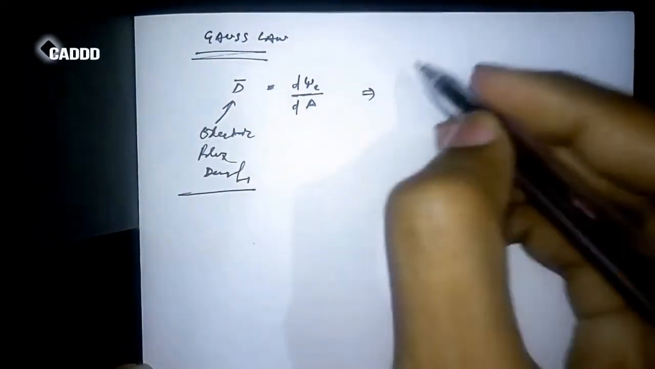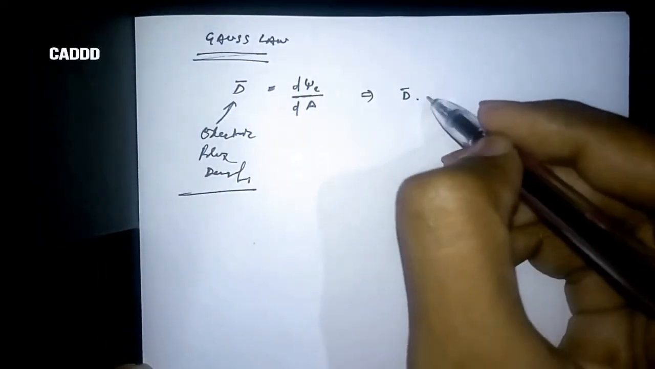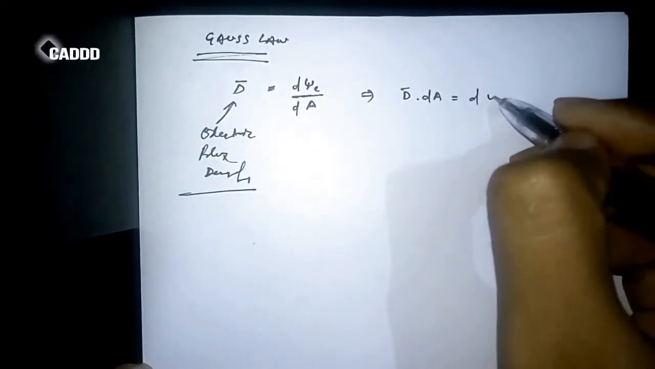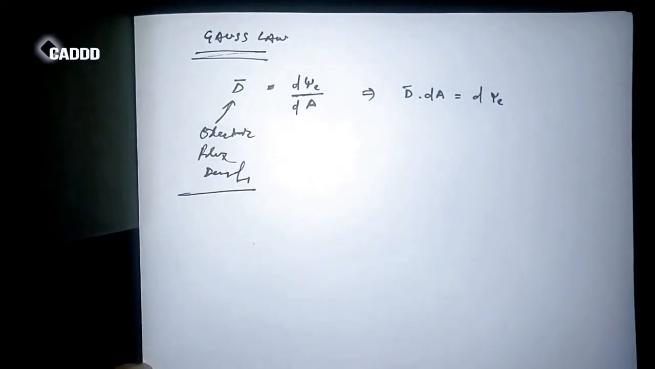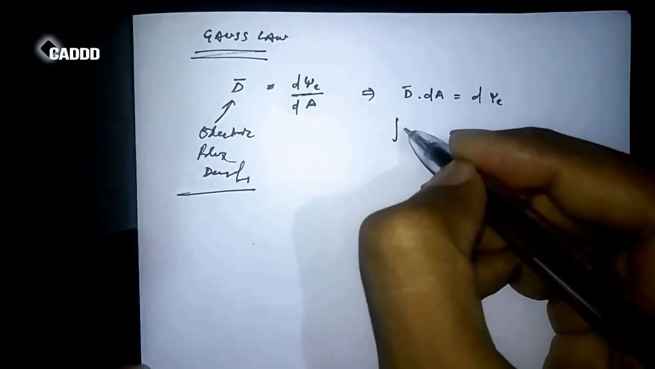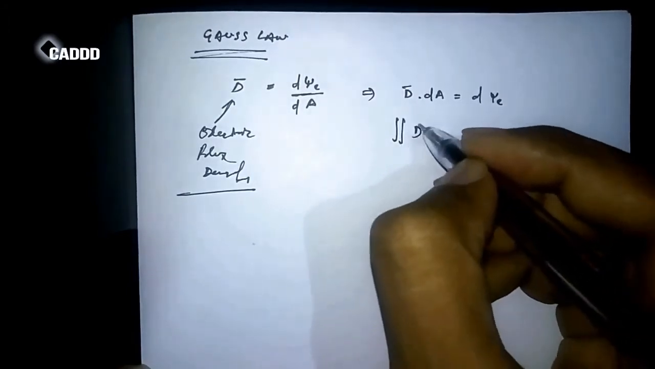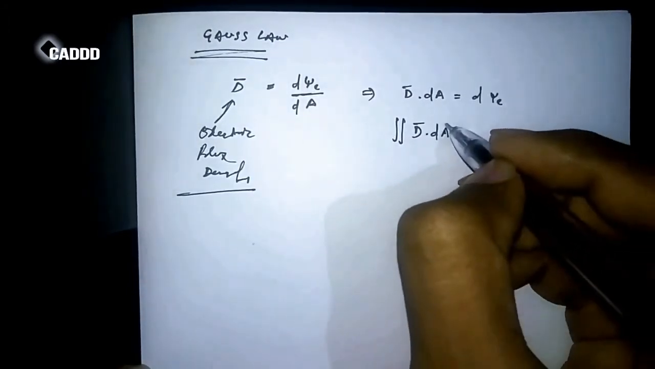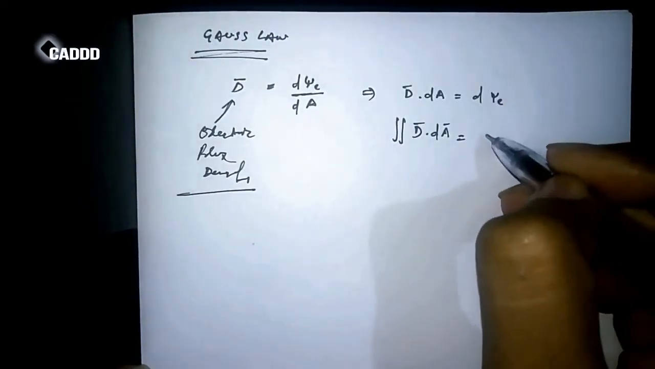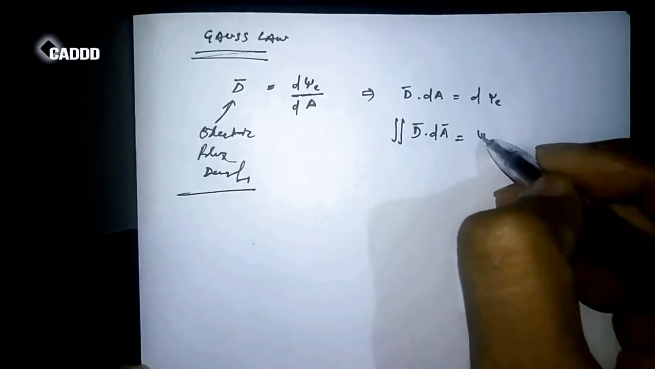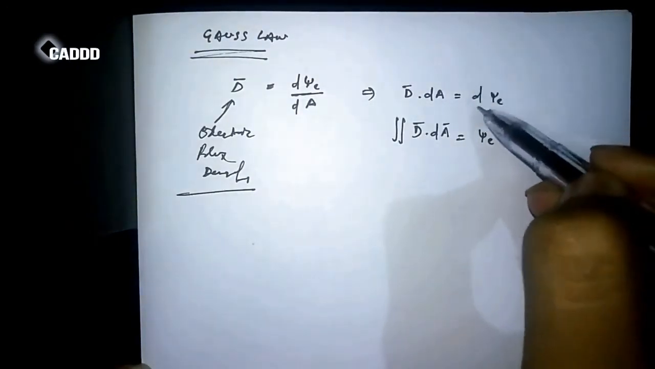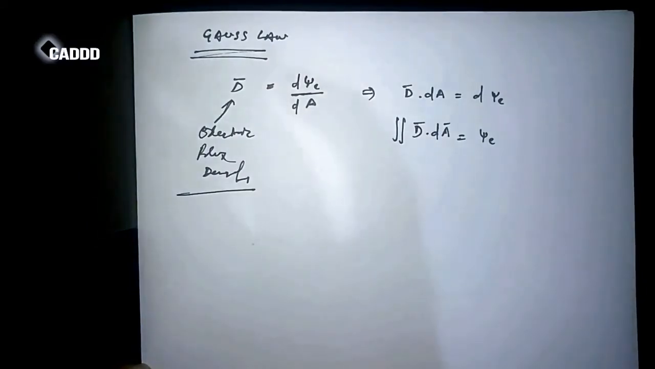Then we will have D dA, which is equal to a small amount of electric flux. So let's integrate both sides. Here we have the surface integral of electric flux density, and here we have just electric flux. Integration and differentiation get cancelled out.